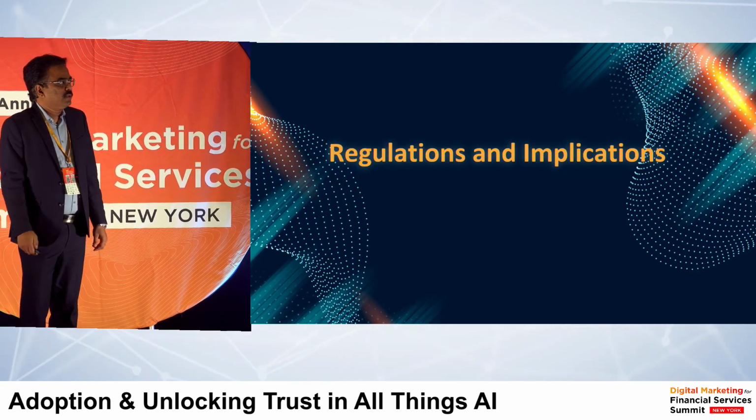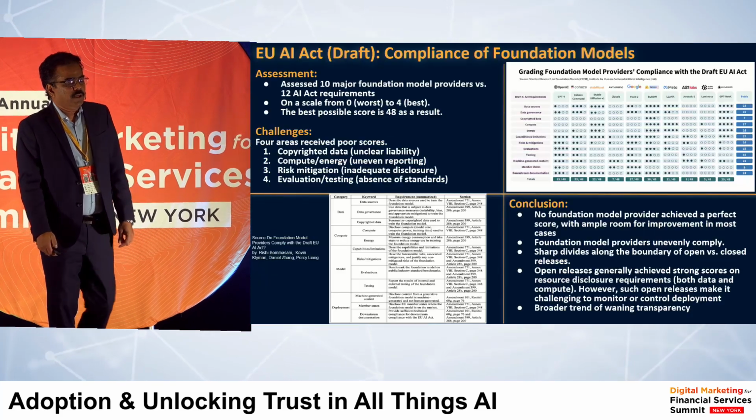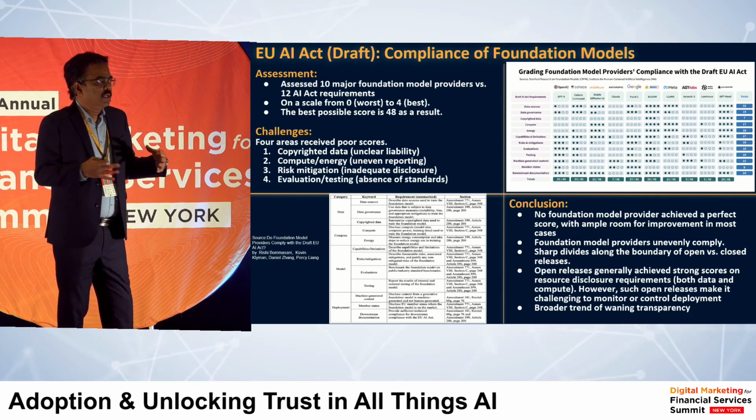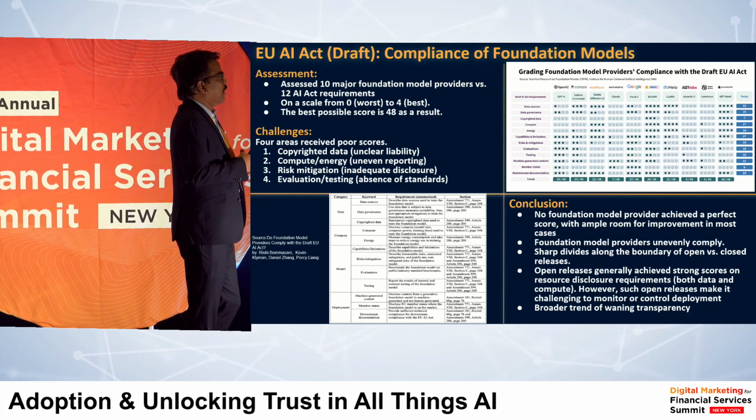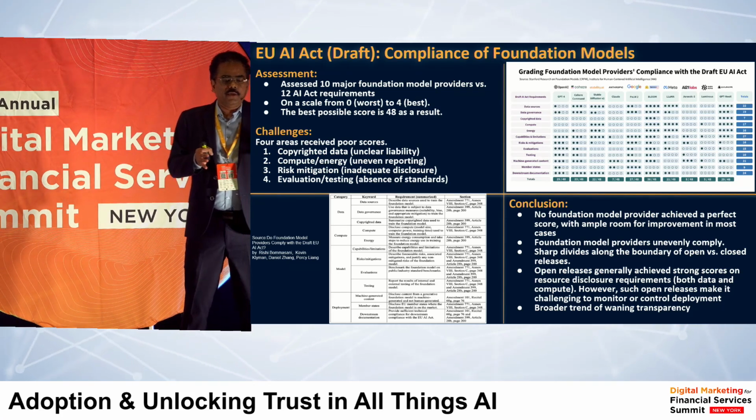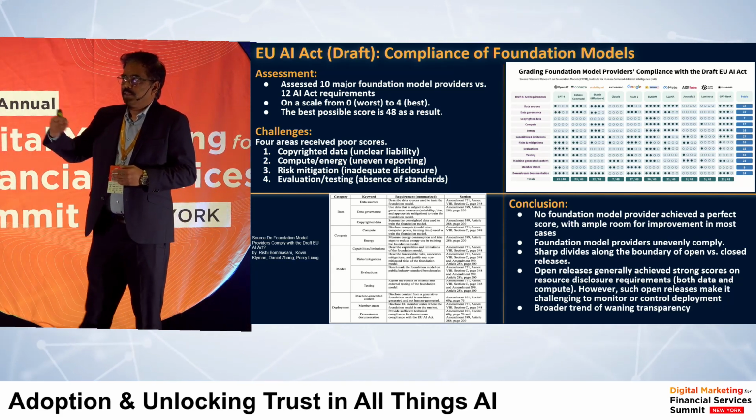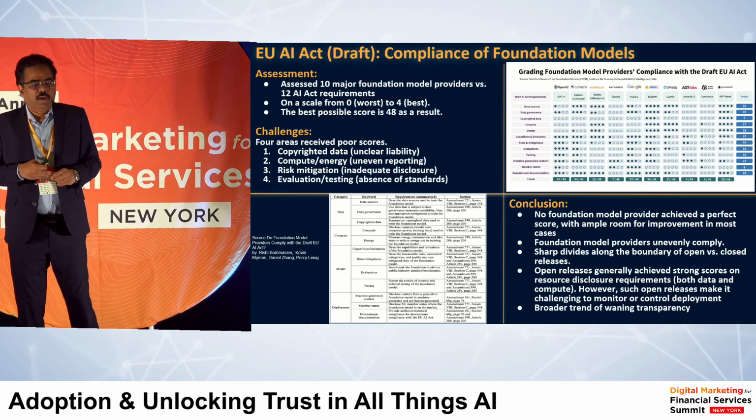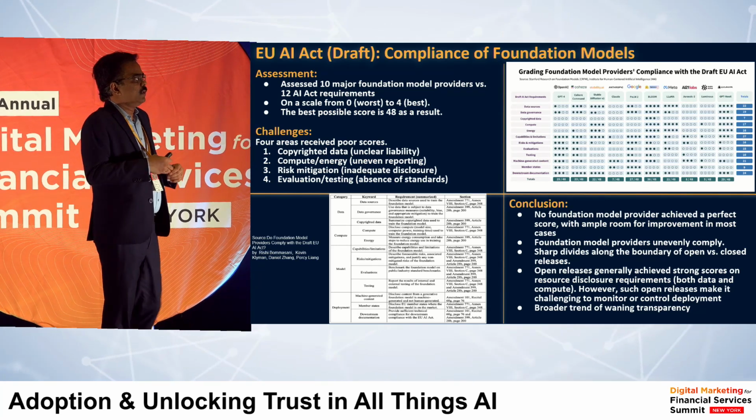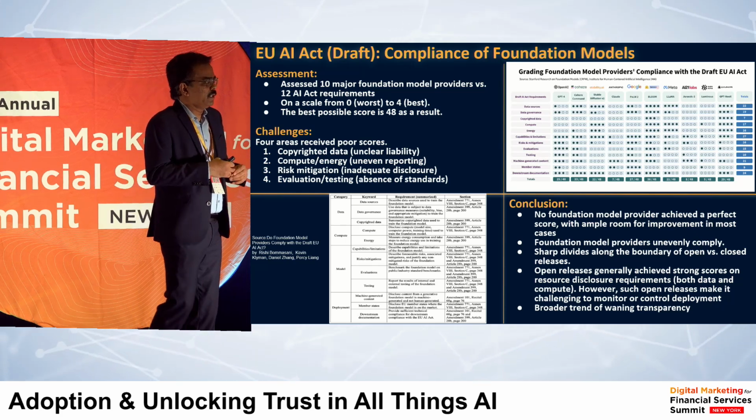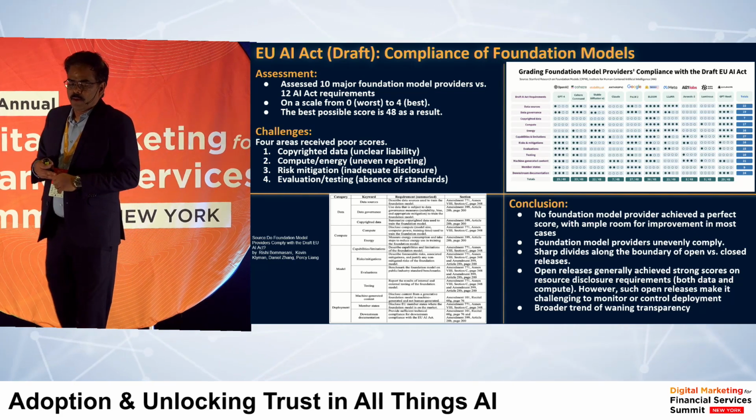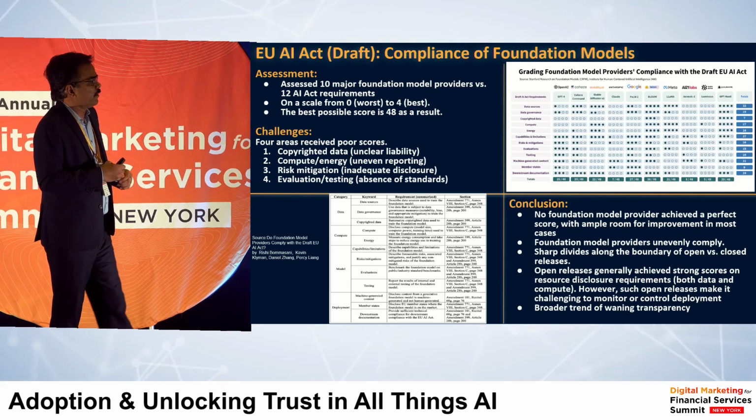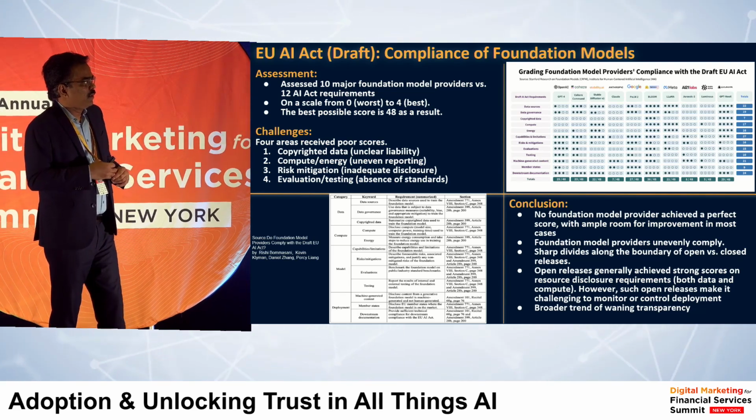The next one is regulations and implications. You might have seen the EU AI Act. So in this study, they have taken 10 different major foundation models and 12 different EU AI Act requirements, and they have scored them from 0 to 4. You have seen there's Bloom there, there's GPT-4. Bloom and GPT-Neo both scored well. Bloom scores pretty high, 36 out of 48. But all other models are pretty low in terms of copyrighted material and in terms of disclosures.